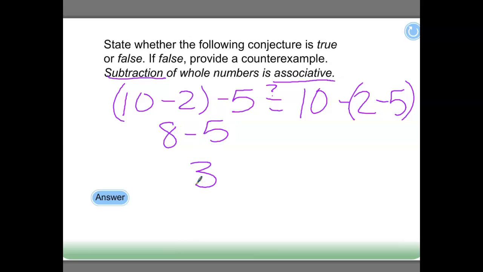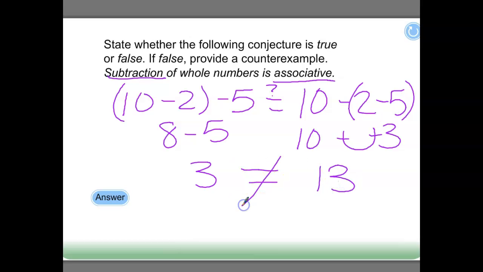On this side, I do parentheses first. 2 minus 5 is negative 3. And I have 10 minus a negative 3. When you have two negatives right next to each other, you can turn them into a smiley face because subtracting negatives is the same as adding positives. So now I have 10 plus 3, which gives me 13.